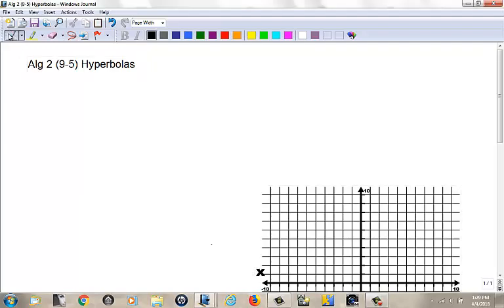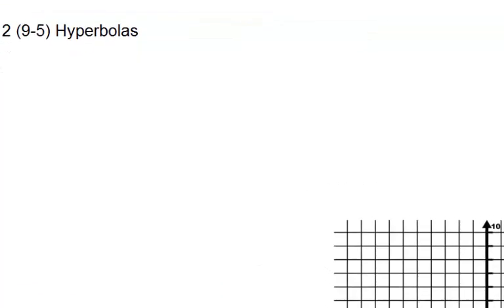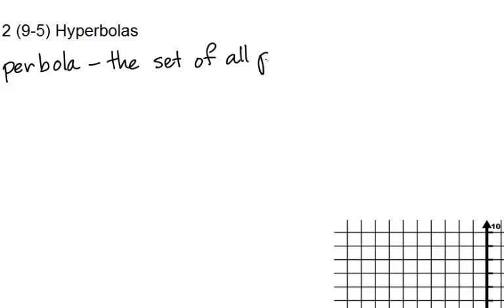Okay, so today we're going to do 9-5 on hyperbolas. Okay, and the author defines a hyperbola. Looks like hyperbola, but you pronounce it hyperbola. Okay, a hyperbola is the set of all points in a plane. It's the set of all points in a plane.